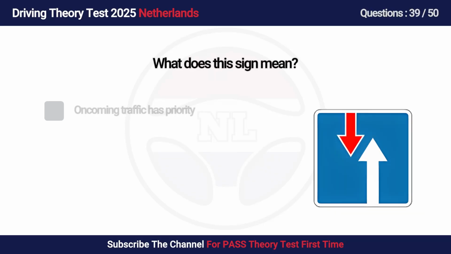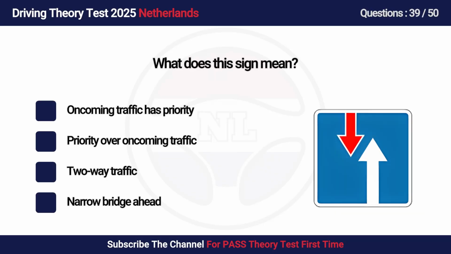Question 39. What does this sign mean? A. Oncoming traffic has priority. B. Priority over oncoming traffic. C. Two-way traffic. D. Narrow bridge ahead.